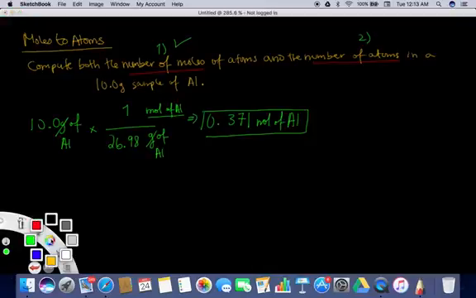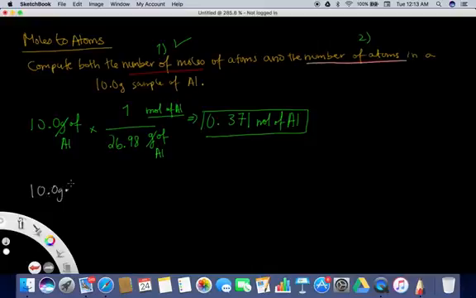Now let's go on and solve part B. So now they want us to find the number of atoms in a 10-gram sample of aluminum. Now, could we just go from this mole conversion to atoms? Absolutely, but why don't we just go back to the 10 grams of aluminum and solve it from there? So 10 grams of aluminum. And really, it'll just be one more extra step.